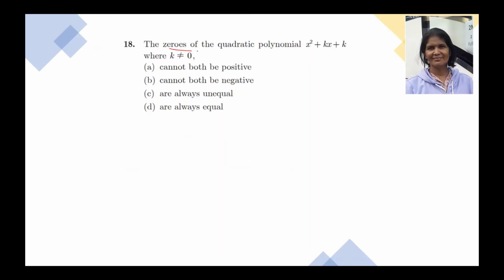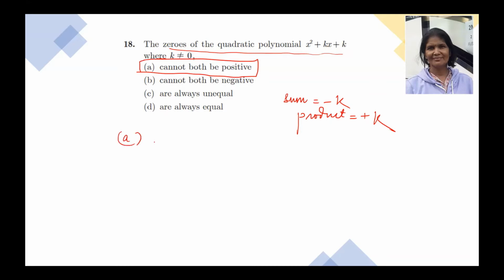Question number 18. The zeros of the quadratic polynomial x square plus kx plus k: cannot both be positive, cannot both be negative, are always unequal, or are always equal. Same concept. The sum is minus k and the product is plus k. So they cannot be both positive. A is the answer. When the sum is negative and the product is positive, they cannot be both positive.